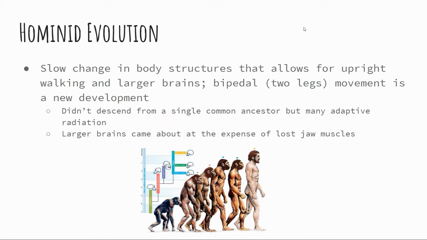Very briefly, hominid evolution. This is a slow change of body structure that allows for upright walking and larger brains. Bipedal, which means two-leg movement, is a new development. Hominids did not descend from a single common ancestor, but rather descended from many adaptive radiations. The larger brain came at the expense of lost jaw muscles. The brain gets larger, the jaw gets smaller.